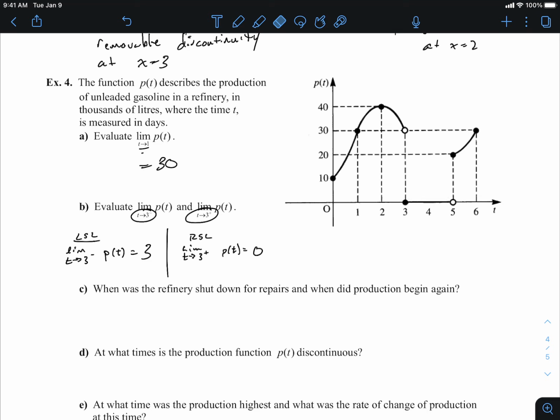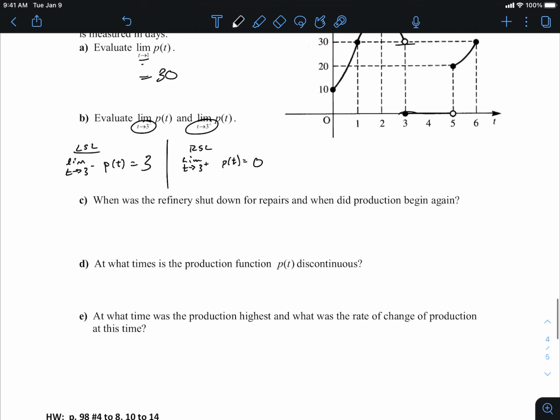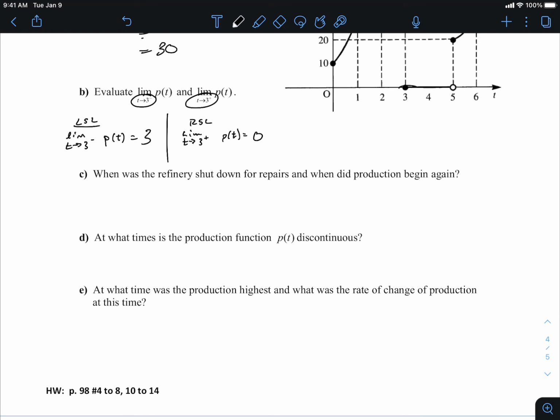Or there's a jump in the graph, right? Okay. And then these are just some questions that we can look at, right? Well, it looks like the refinery was shut down for lunch or whatever, right? Down on day 3. Sorry, I forgot that the T was measured in days. On day 3. And then opened again.